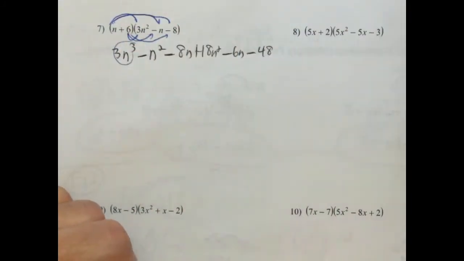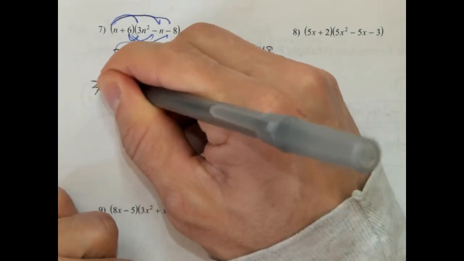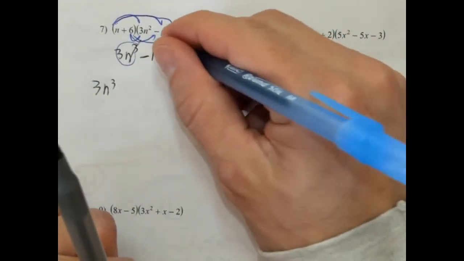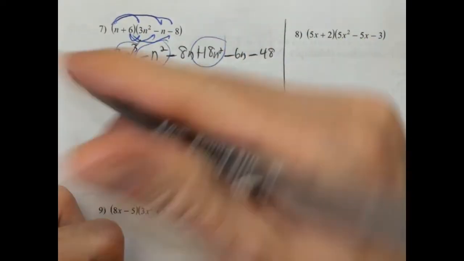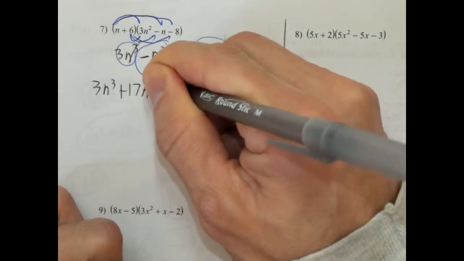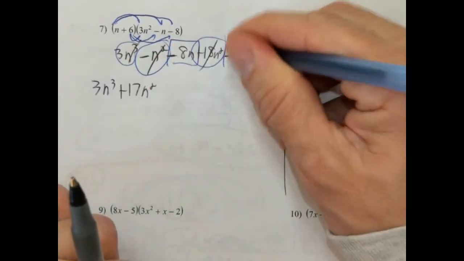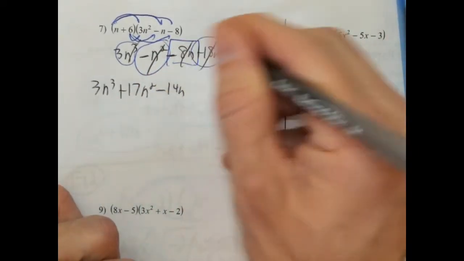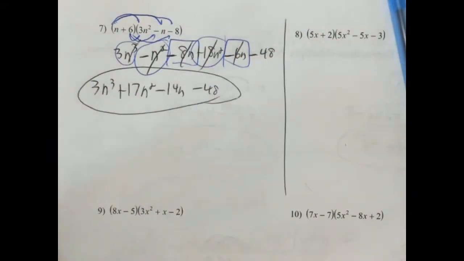So 3n cubed, there's no other n cubes here, so this just comes on down. Negative n squared, we have 18n squared. So negative 1 plus 18 is going to be plus 17n squared. We have negative 8n and negative 6n, so that's going to give us negative 14n. And we just bring down the negative 48. There we go.